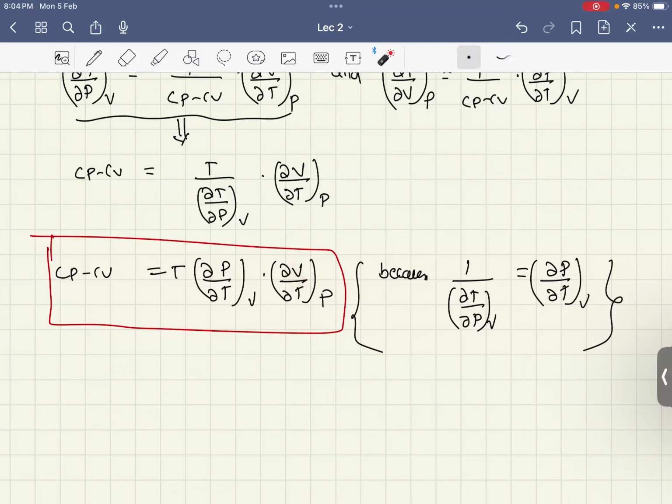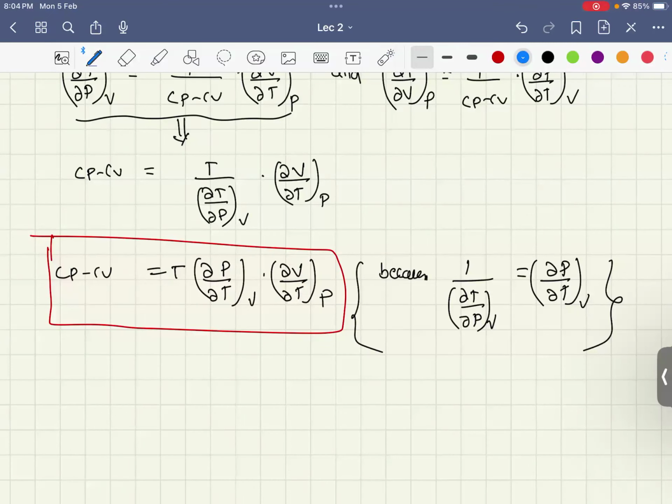Now it would be better if we have something like pressure, instead of a partial derivative, some physically measurable quantity like pressure or volume. So we do a further simplification. But before that, there is one important point. Again, we go back to mathematics.